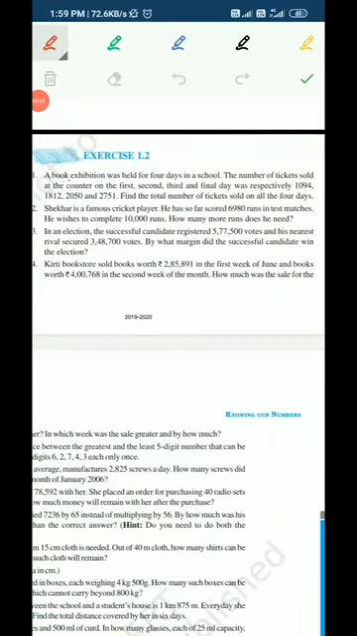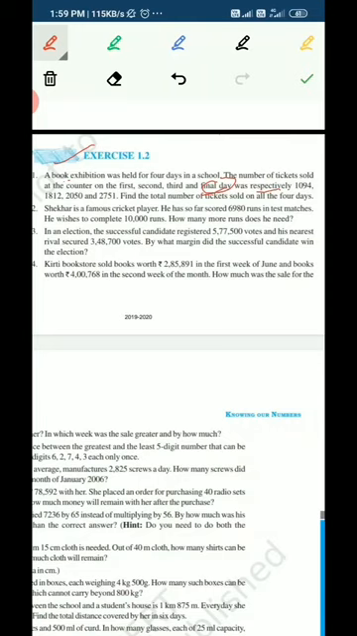The question is in front of you, as you can see here. A book exhibition was held for 4 days in a school, and the number of tickets sold at the counter on the first, second, third and final day. Since they are giving us that the book exhibition was held for 4 days, it means the final day is the 4th day. Was respectively, I hope you understand. Respectively means in a particular order they have written.